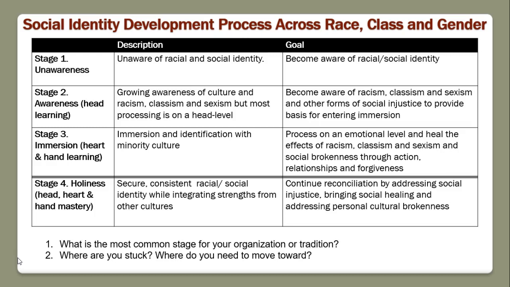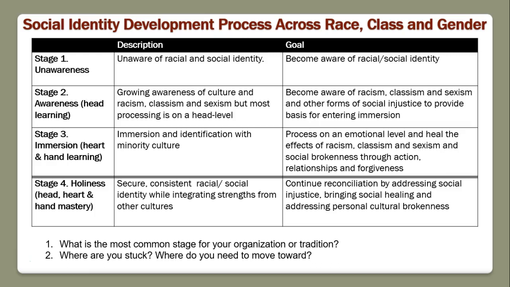But 2 questions to think about are: what's the most common stage for your organization or tradition across each of these? So, you might be in an organization that is focused on serving the poor, and it's fairly strong around class identification and things along those lines, but it may not be as strong around race or, say, gender. Or you might be in a tradition that's very progressive along gender, but not on the other 2. So, just think about honestly, where is your collective identity in that organization. But, looking at where you get stuck and where you need to move towards.